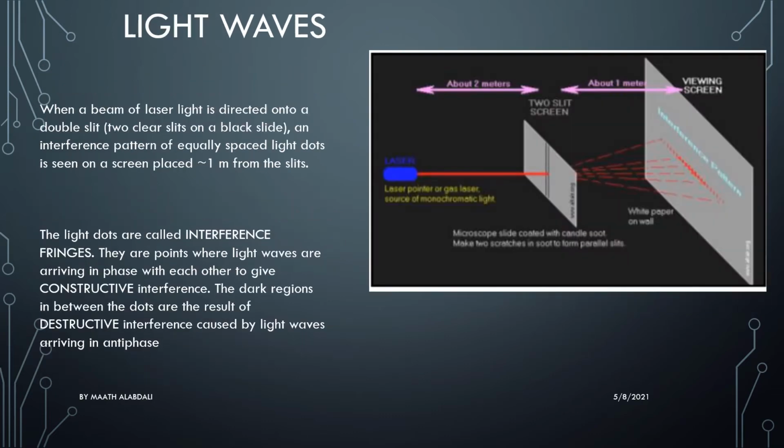Anyway, light waves. This is when a beam of laser light is directed onto a double slit. Once it directs into a double slit, an interference pattern of equally spaced light dots is seen on the screen. The light dots are called interference fringes, and there are points where the light waves are arriving in phase with each other to give constructive interference, and there are points where they arrive in antiphase, so destructive interference.